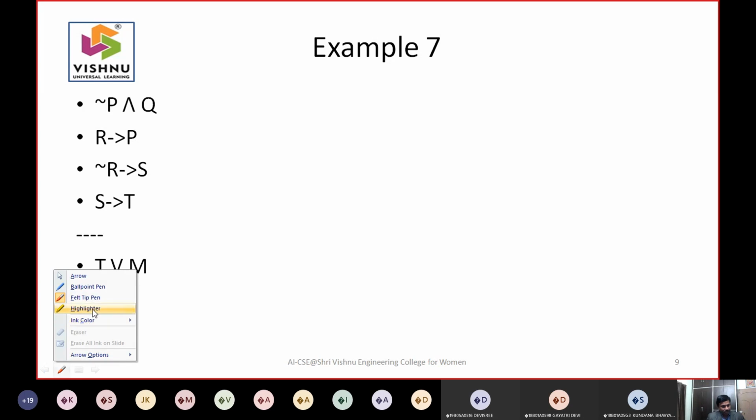So can somebody just unmute yourself and say where exactly we have to start?